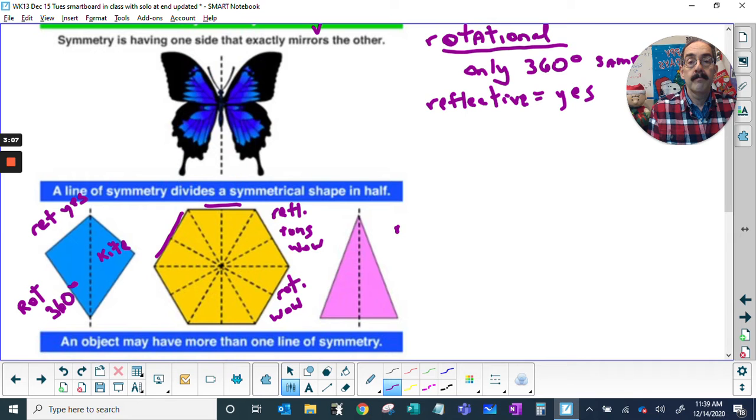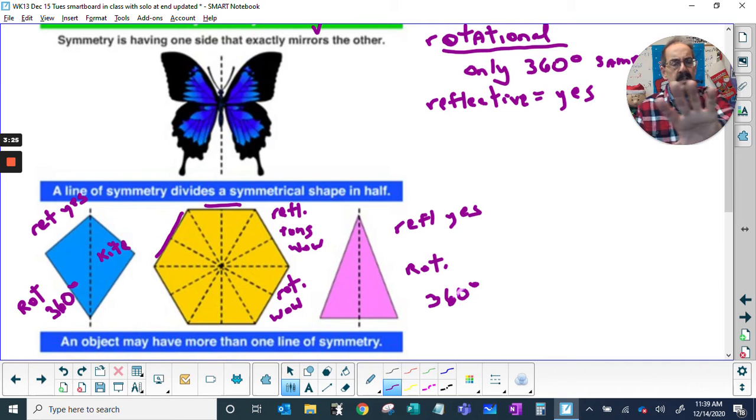Here in a triangle, reflective, yes. Rotational, again, this particular shape, 360 degrees only to make it back to itself.